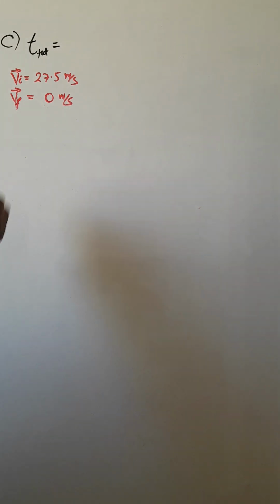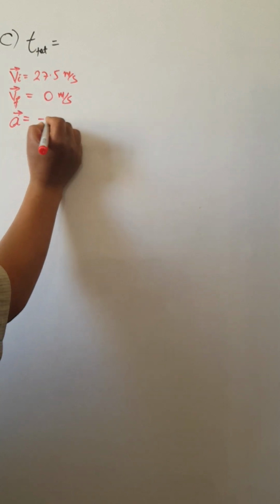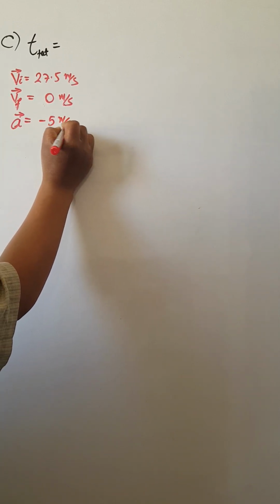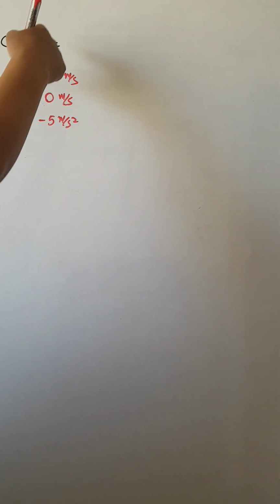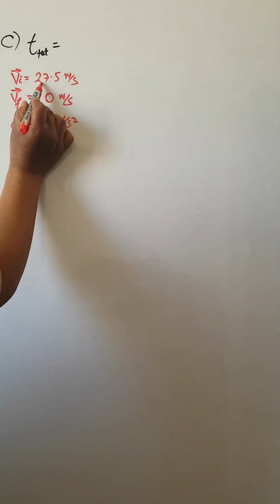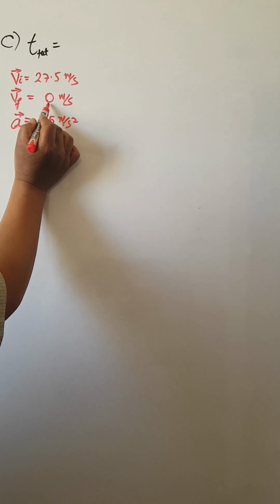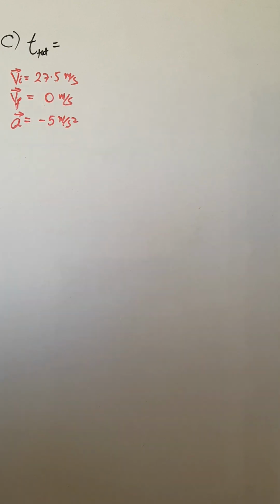Now we know that the acceleration is constant. The object is decelerating at a rate of 5 meters per second squared. So, what is the time taken for a track moving at 27.5 meter per second to reach a velocity of 0 meter per second, where it decelerates at a rate of 5 meters per second squared?